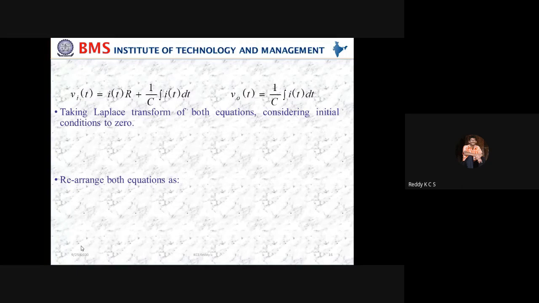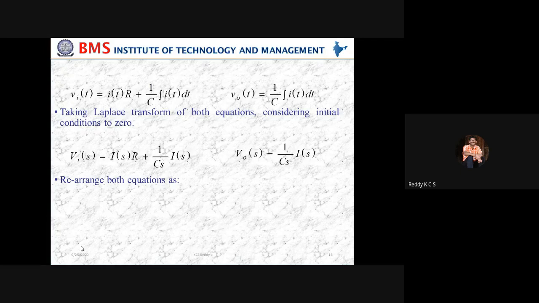When the initial conditions are 0, it becomes Vi(s) = I(s) R + (1/Cs) I(s), and Vo(s) = (1/Cs) I(s), since the integral of i(t) dt is nothing but I(s)/s. So in both cases we have written it like this.